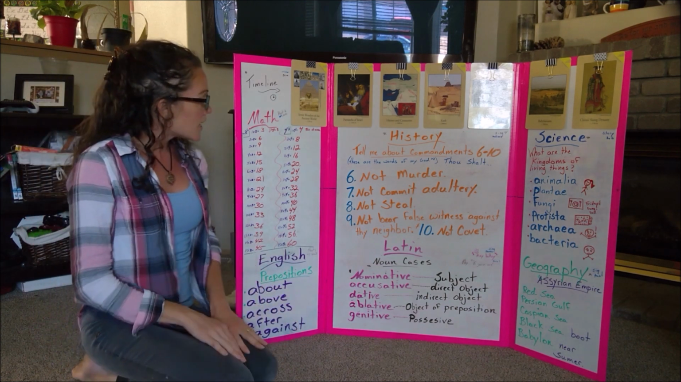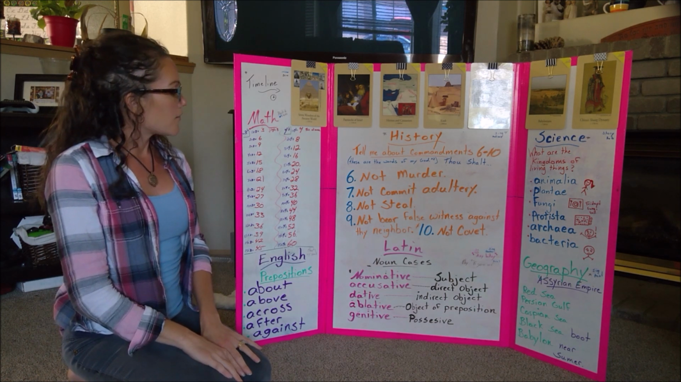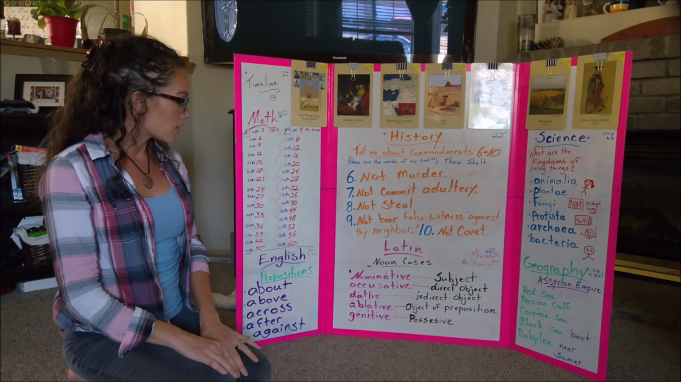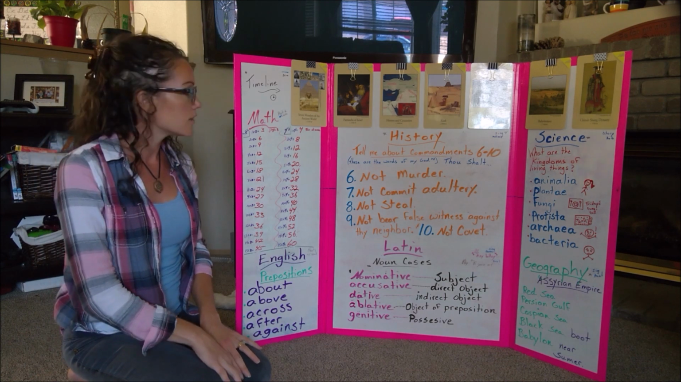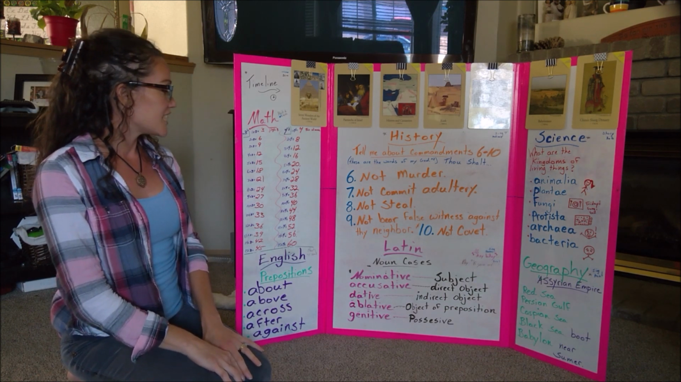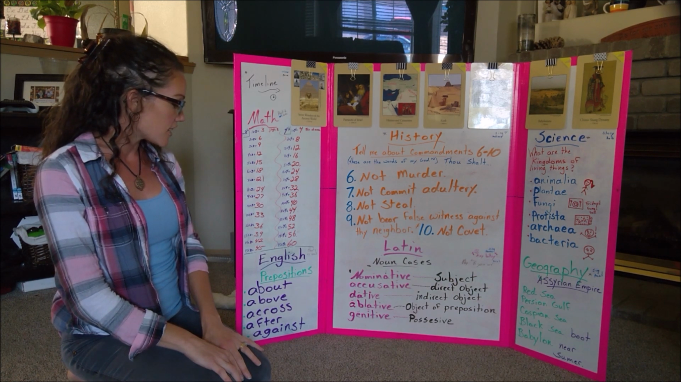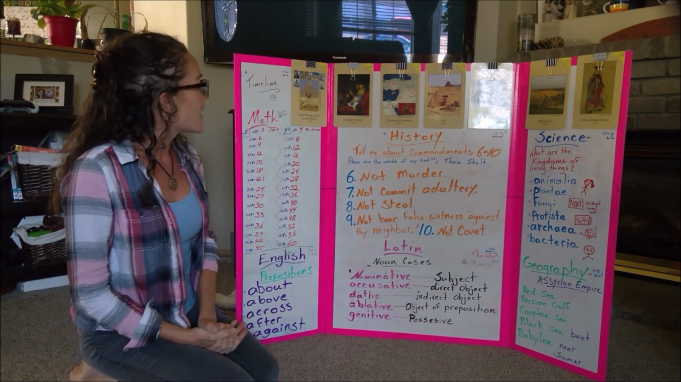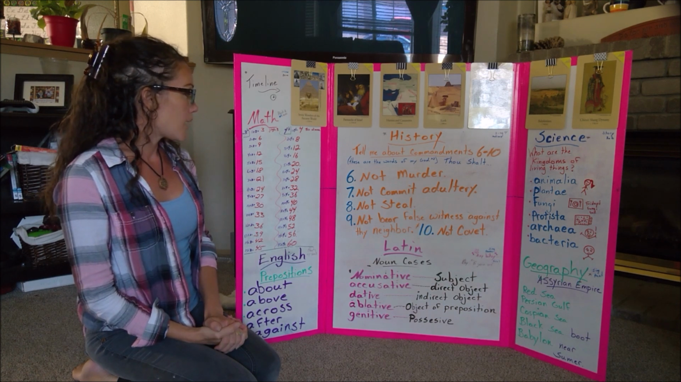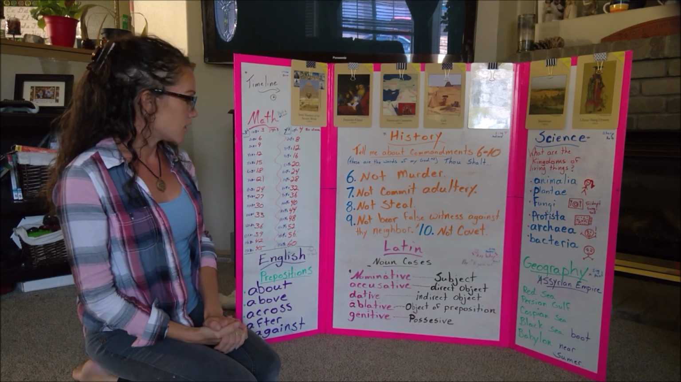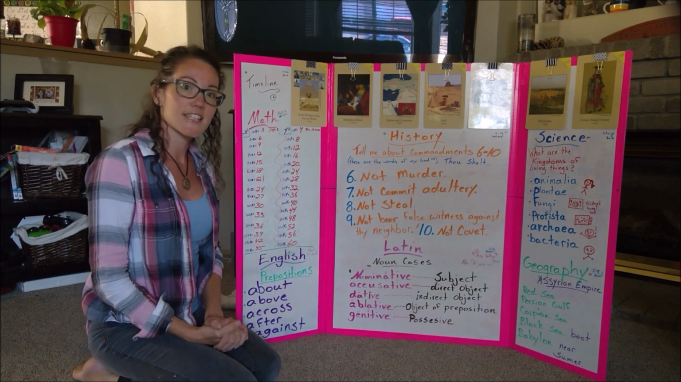So 3s. To the tune of Jingle Bells. 3, 6, 9, 12, 15, 18, 21, 24, 27, 30, 33, 36, 39, 42, 45. 3, 6, 9, 12, 15, 18, 21, 24, 27, 30, 33, 36, 39, 42, 45. 4s, sung to the tune This Old Man. 4, 8, 12, 16, 20, 24, 28, 32, 36, 40, 44, 48, 52, 56, and 60.